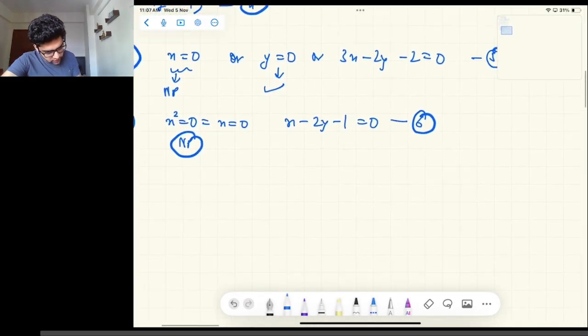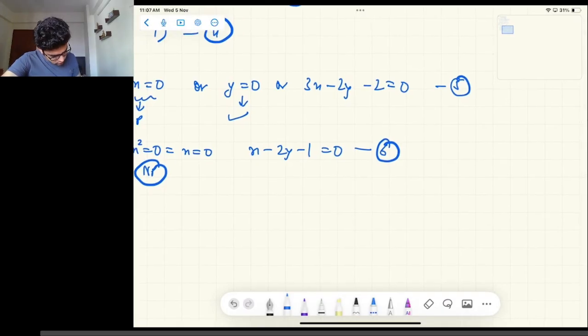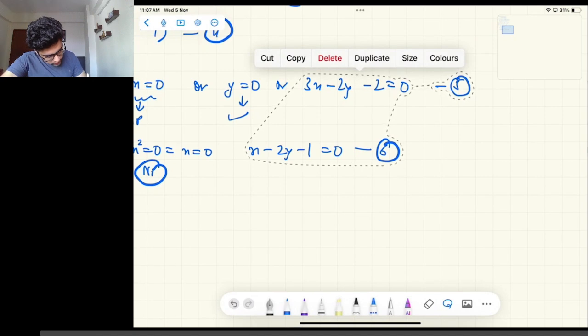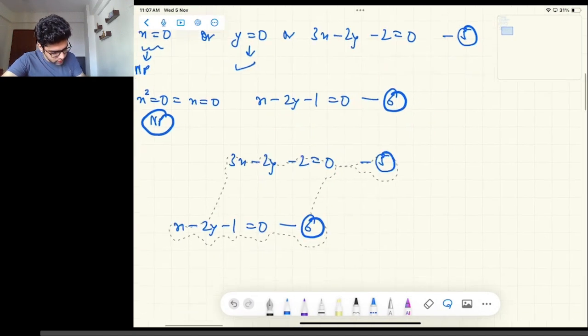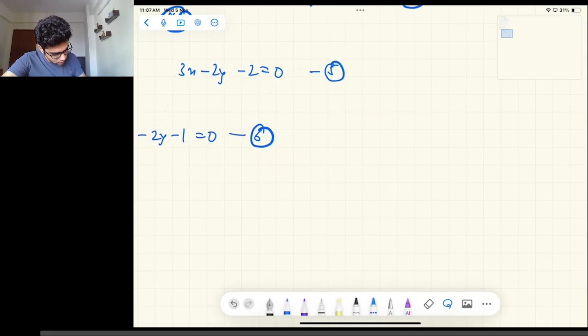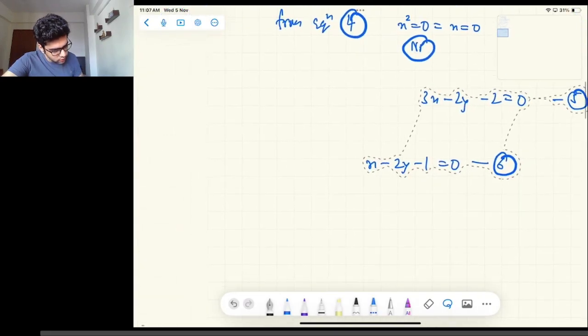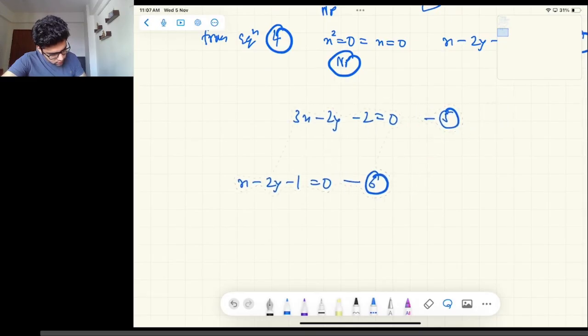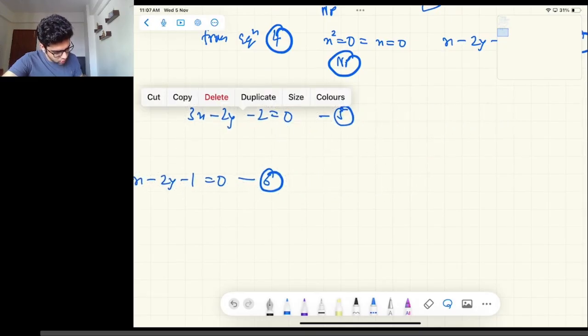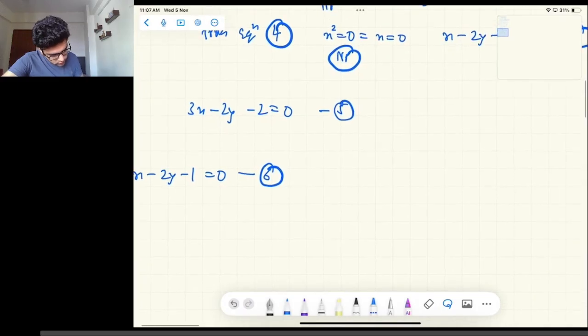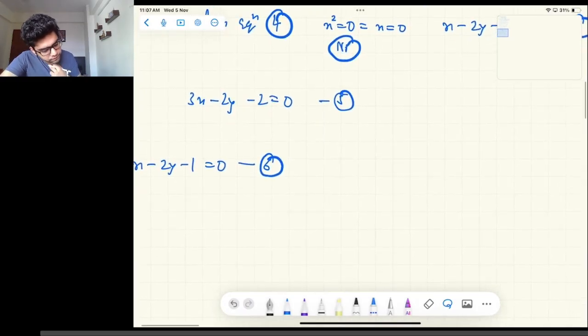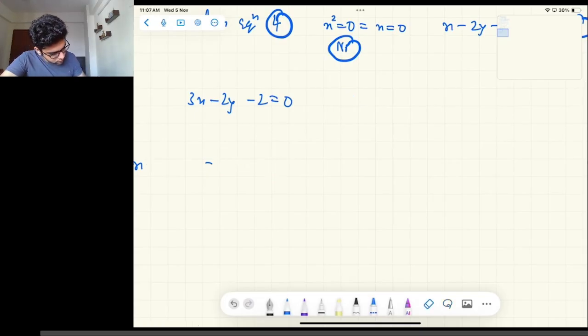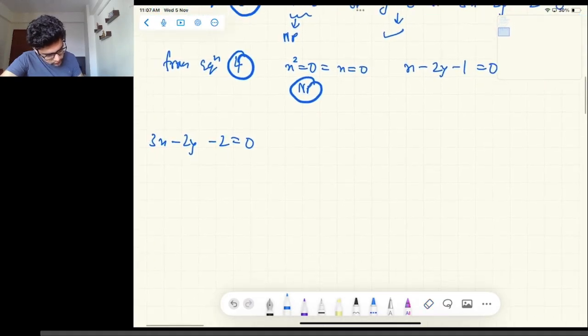Now solving equation 5 and 6. So these are my 5 and 6 equations. Let me just draw a circle over them. Duplicate. Let's just take them below. Now I'll just solve these equations. So solving them, x minus 2y minus 1.